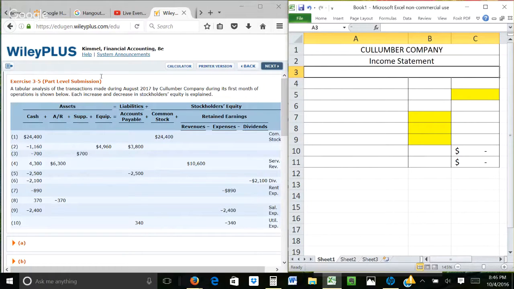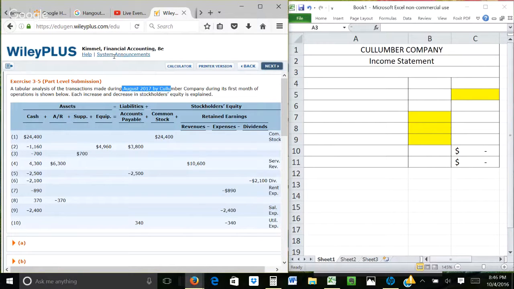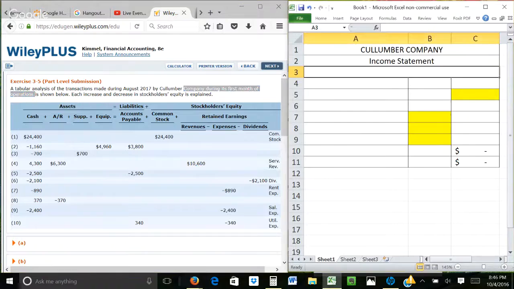And these transactions were made during August 2017 by the Coal Lumber Company during, and this is important, its first month of operations. So this company is just barely started operating. They've never had a month of operation before, so that will come in handy in the retained earnings statement. But we're getting ahead of ourselves. We'll start with the income statement.